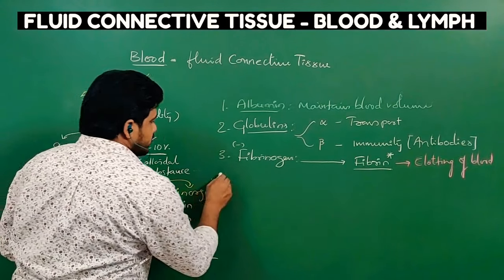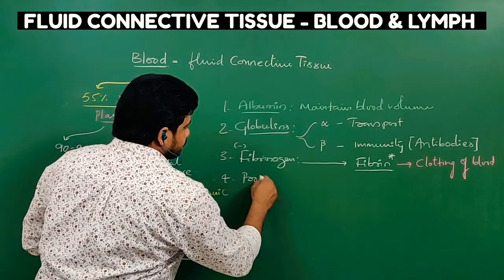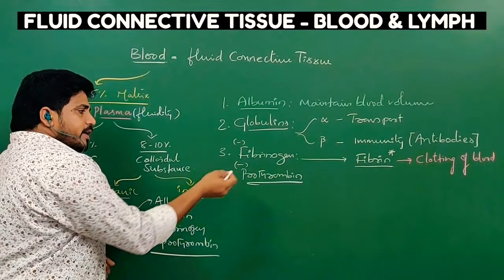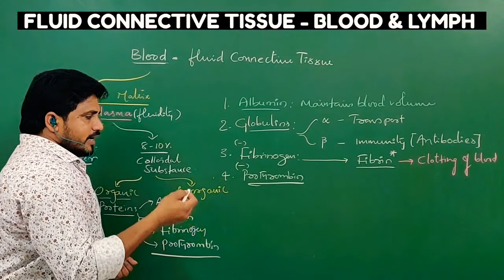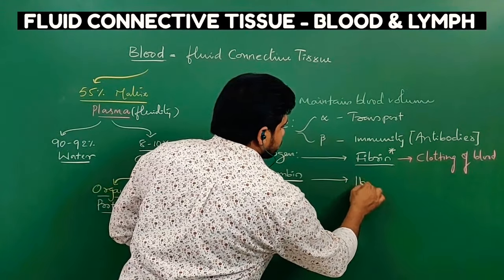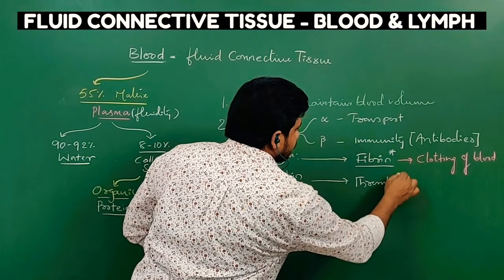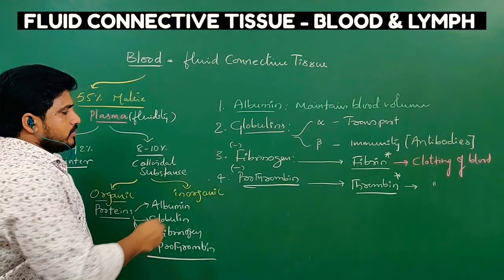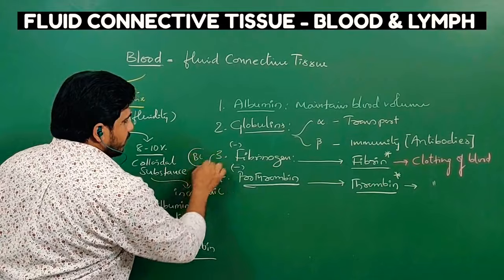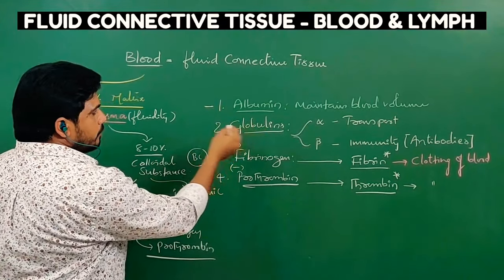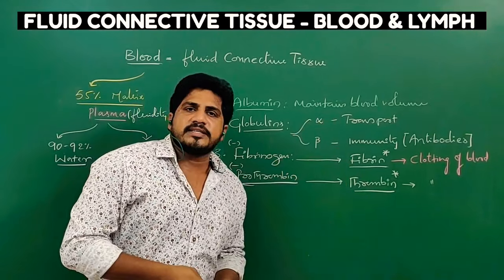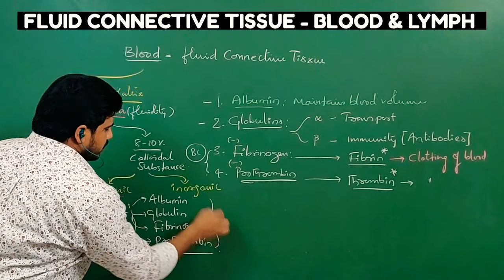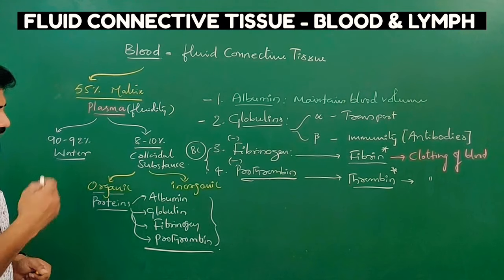The other one is prothrombin. Prothrombin is also generally in inactive form. It is also synthesized in the liver but exists in blood. This prothrombin becomes thrombin, that is called the active form. It also helps in clotting of blood. These two help in blood clotting, albumin helps to maintain the blood volume, and globulins help in transport as well as immunity, called production of antibodies. So the important part is what proteins are present in the plasma and their roles.